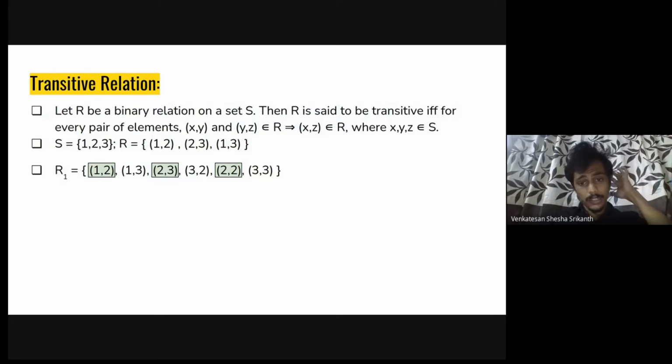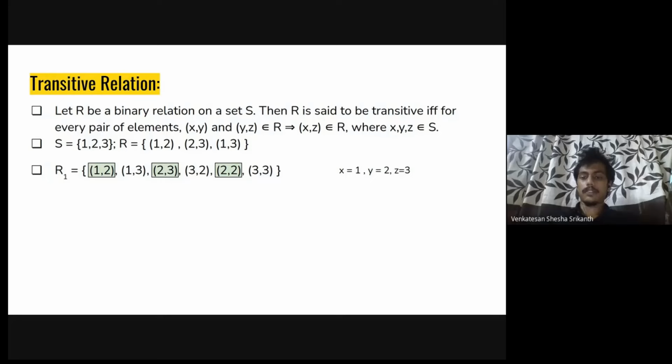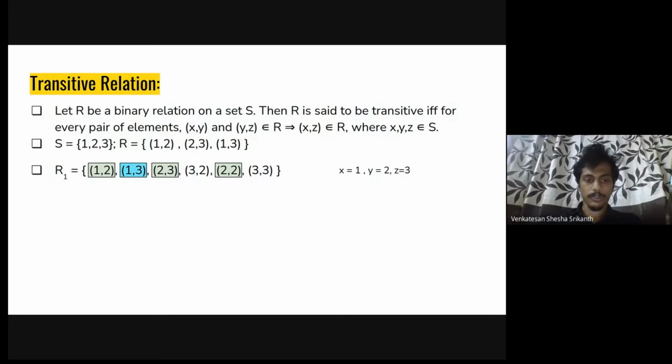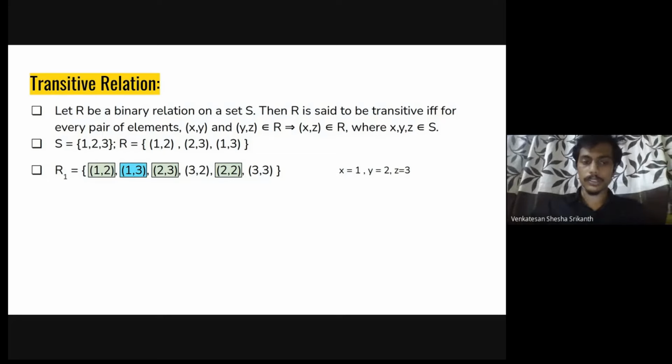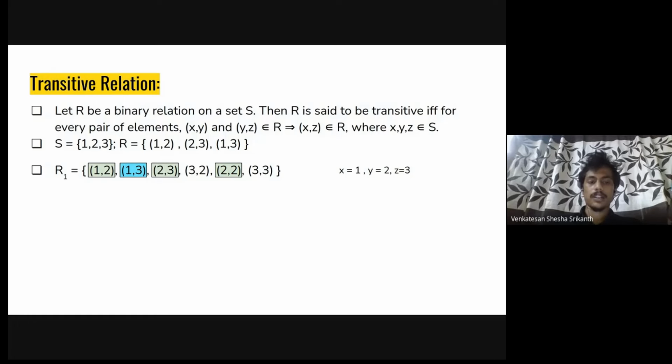If you see here, my x is 1, y is 2, and z is 3. Now I can see (x, y), which is (1, 2), is in my R1, and (y, z), which is (2, 3), is in my R1. So I should also have (x, z), which is (1, 3), in my R1. I look out for (1, 3). Yes, there is an element (1, 3). Therefore, with respect to (1, 2) and (2, 3), there is an element (1, 3).